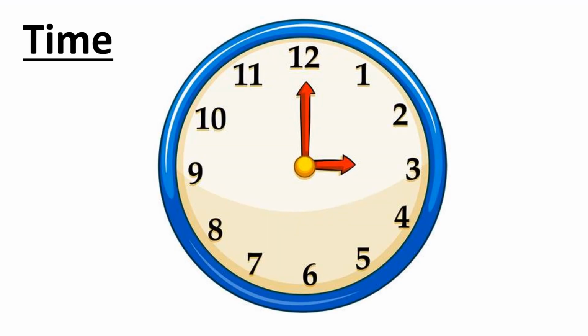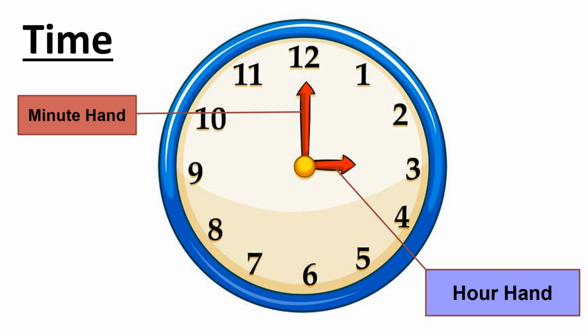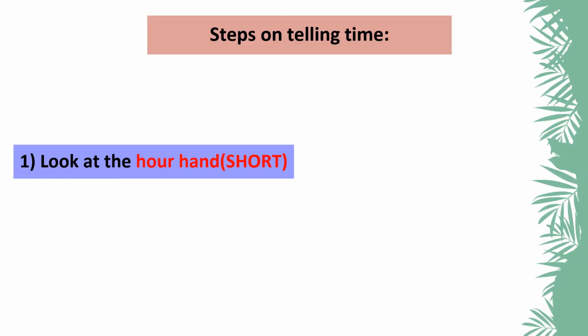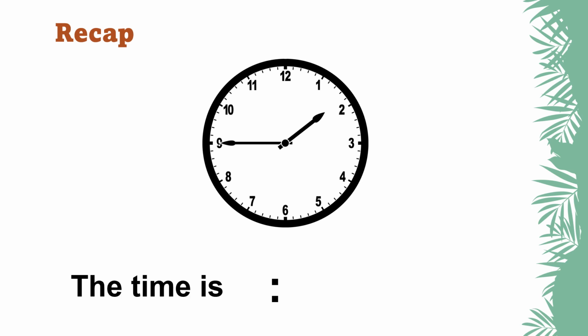First, remember the long hand we call the minute hand, and the short hand we call the hour hand. Here are the steps for telling time. First, look at the hour hand, and after that, look at the minute hand. Here is what we learned last week. First we look at the hour hand, the short hand. It's pointing at 1 o'clock. It's still 1 o'clock before 2. So it's 1 o'clock. And then we look at the minute hand.